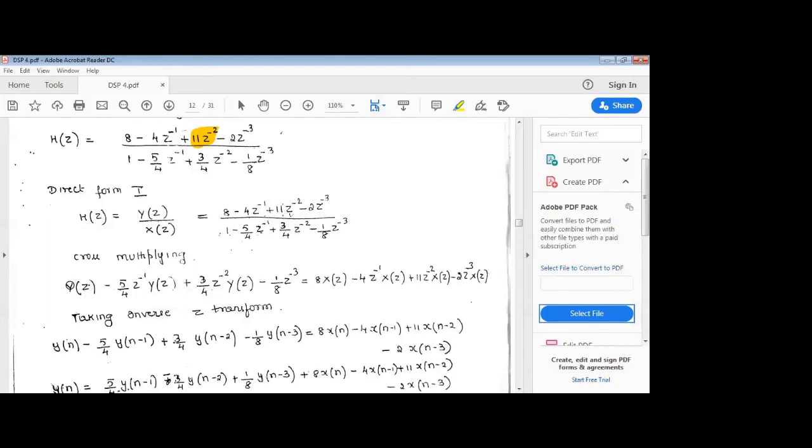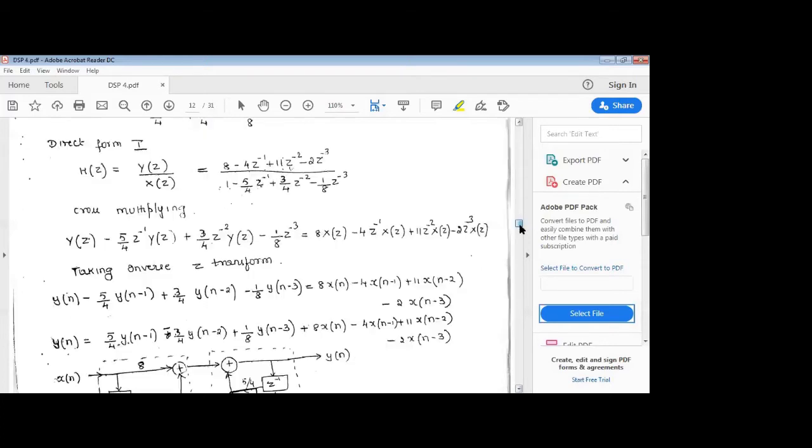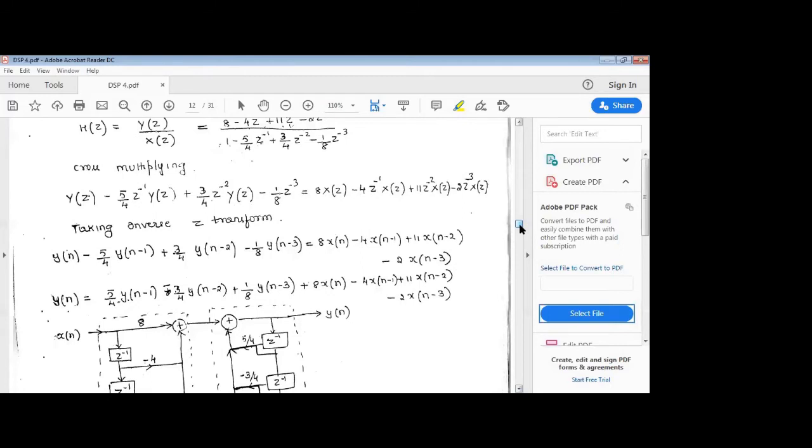Yes, this is the equation we get. What is the next step? I'm just trying to take the inverse z transform of it. If I take an inverse z transform of it, in place of z, I replace with the n term. So taking the inverse z transform, I can write the same expression with Y of n, and z to the power of minus 1 I can replace with Y of n minus 1.